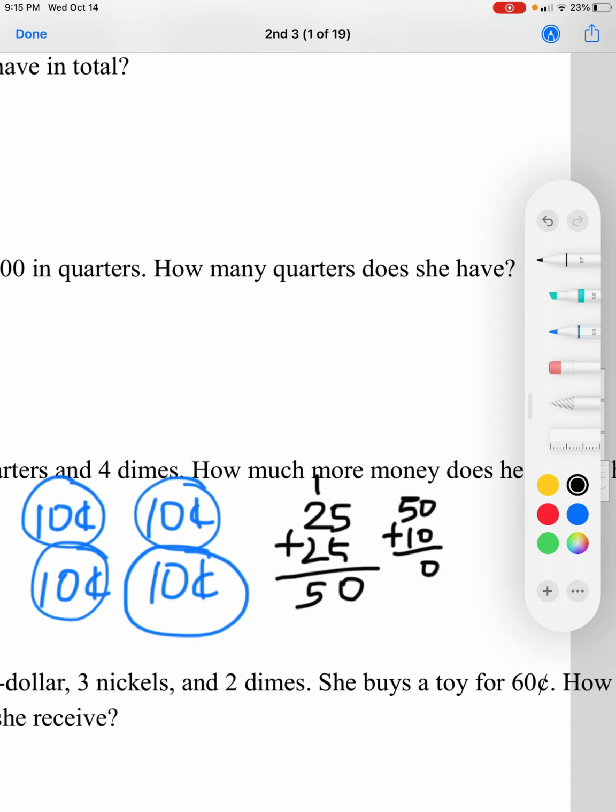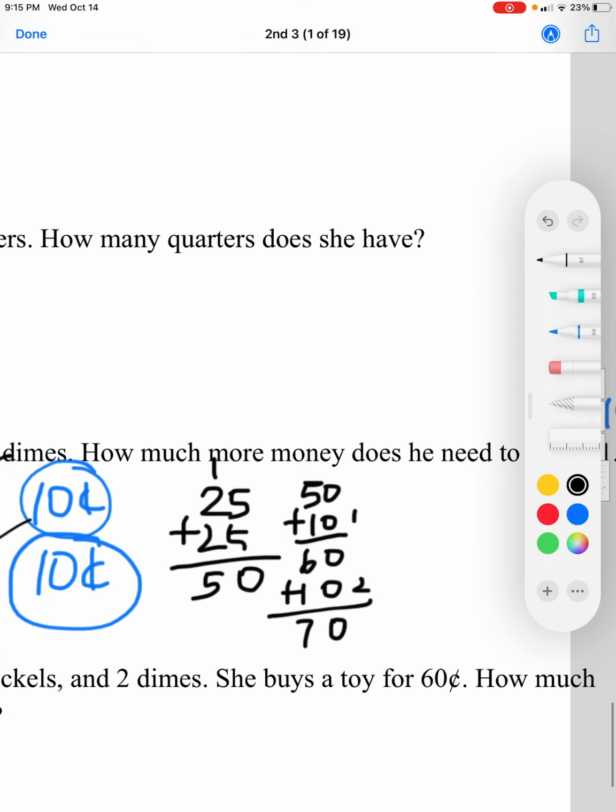0 plus 0 is 0. 5 plus 1 is 6. And we'll add another dime. 0 plus 0. And then 6 plus 1 is just 7. So we added 1 dime here and 2 dimes here. So we'll cross those out.